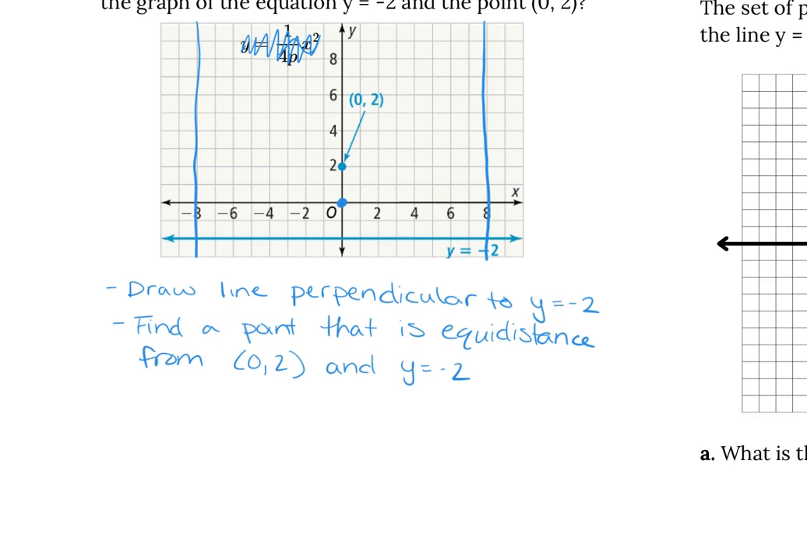After we've found that first point, our next step is to find other points. Again, they need to be an equal distance from (0, 2) and from y equals -2. My next point would be (4, 2), and that is 4 away from the original point and from y equals -2. Likewise, across the axis, (-4, 2).